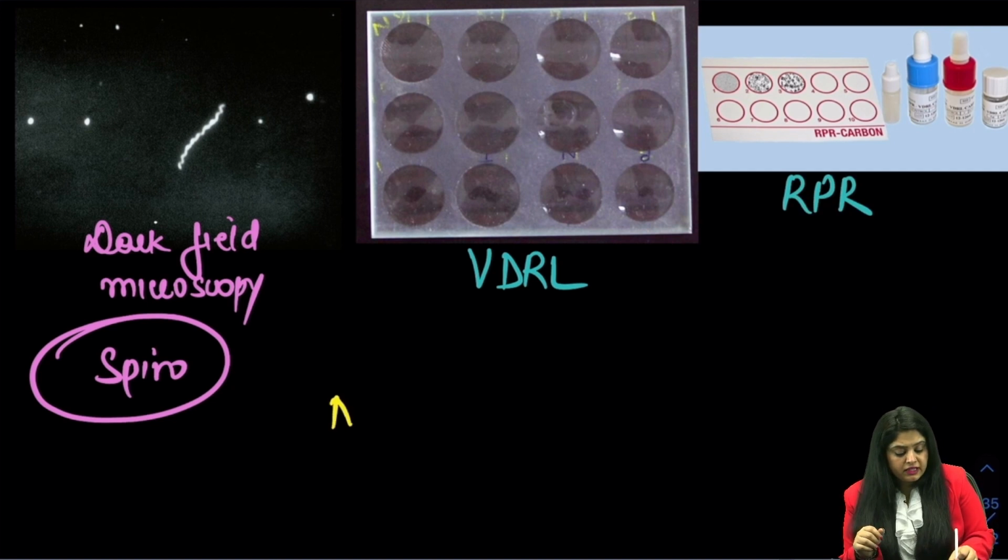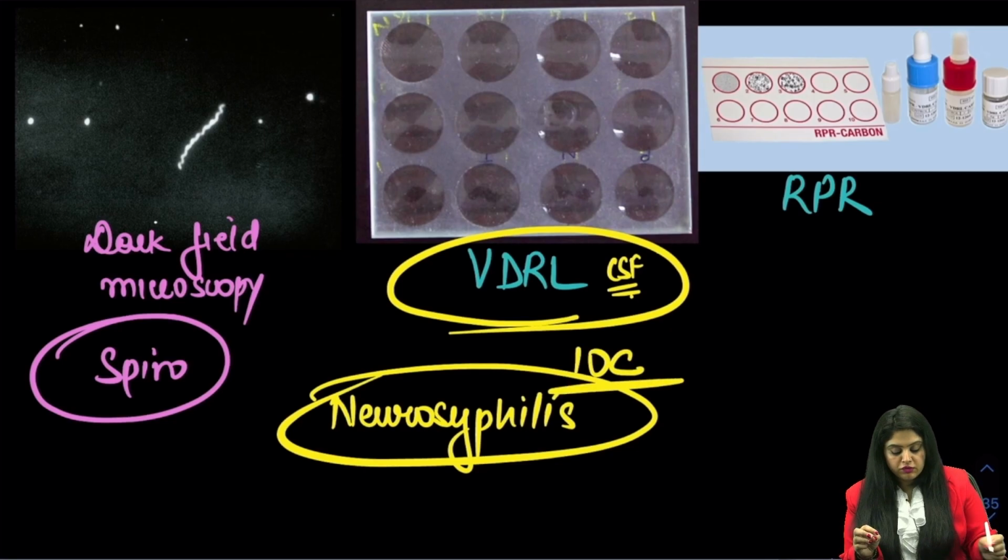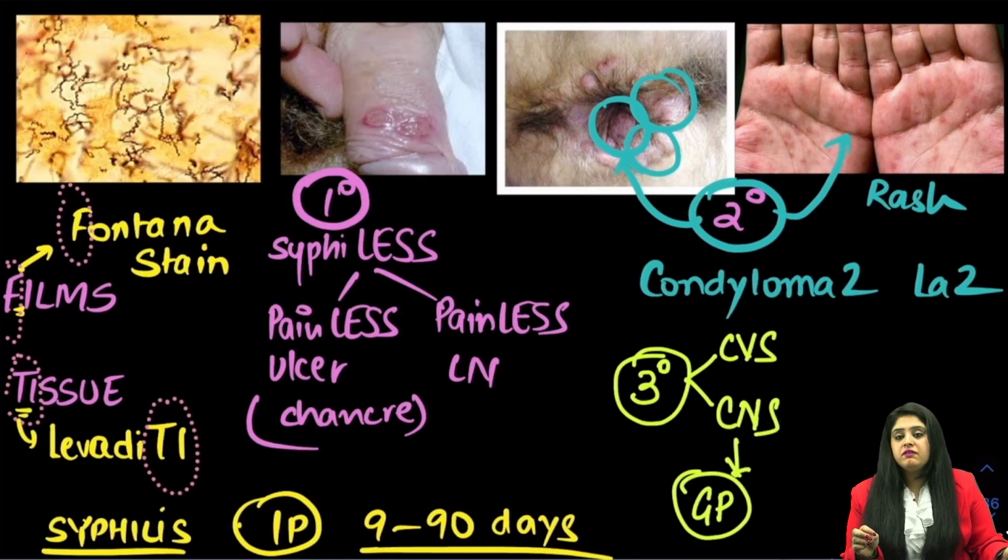The question is simple: when there is involvement of neurosyphilis, what is the investigation of choice? So remember, for neurosyphilis, VDRL. Basically CSF samples are tested on VDRL, not on RPR. That is the investigation of choice for neurosyphilis. What is the treatment of syphilis? I think everyone knows benzathine penicillin is the treatment.